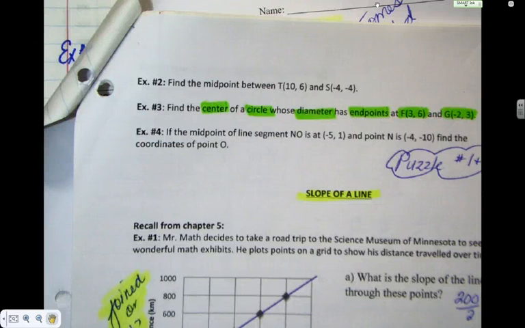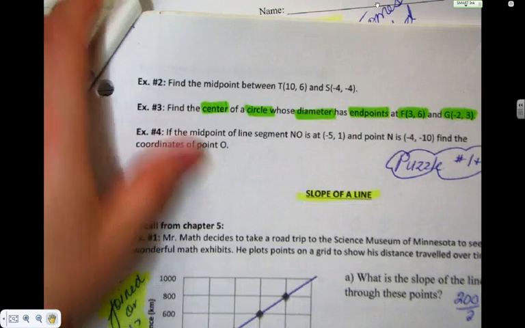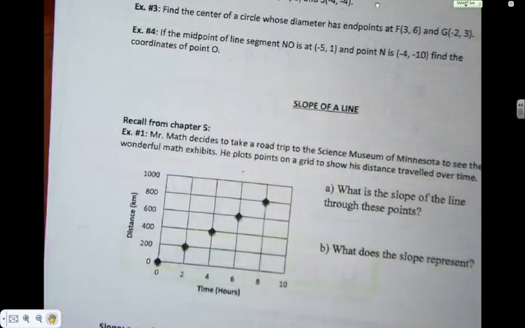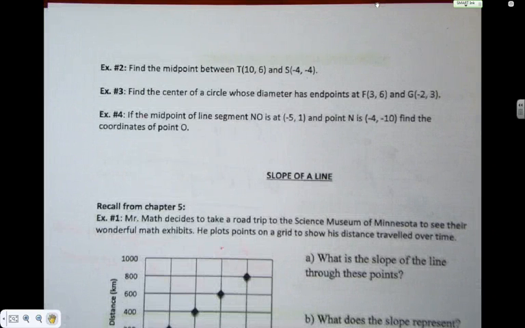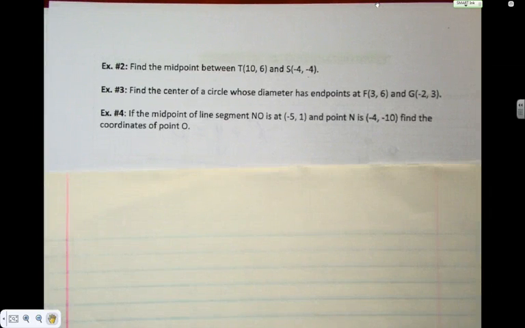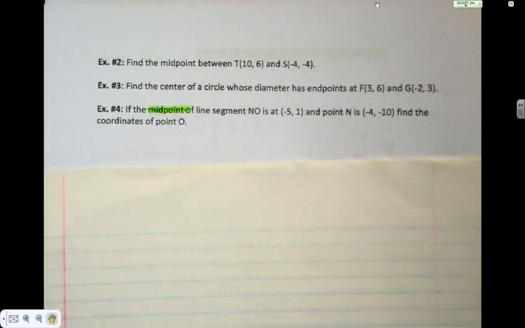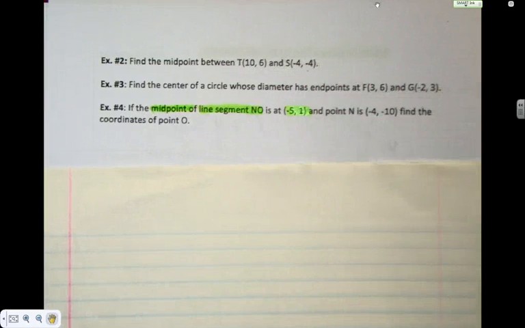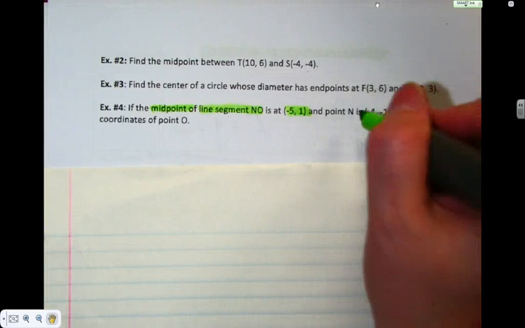Number 4, read it. Keywords, what would you like to highlight? Midpoint. Line segment. Oh, I think we got that.